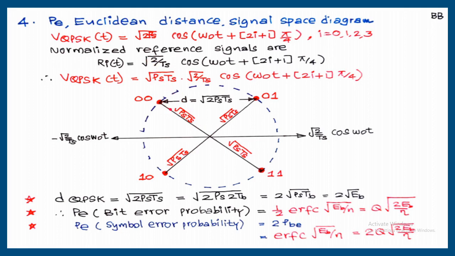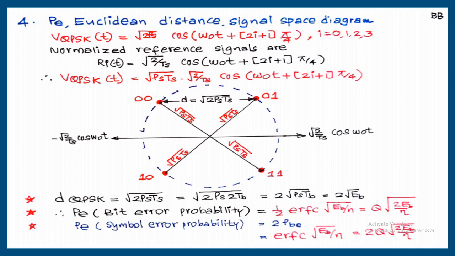So this distance is root PSTS. So like that we will get 4 vectors. Along each vector we will get 1 point, and from origin the distance remains same because this is constant, not changing. So we got 4 signal points.